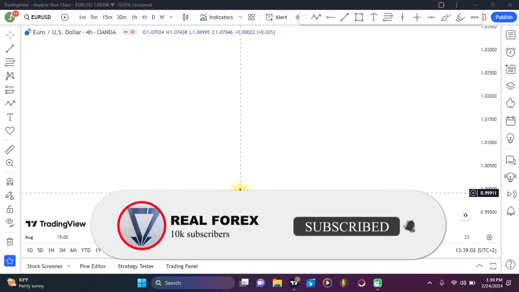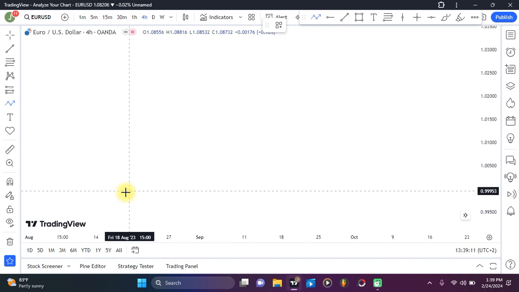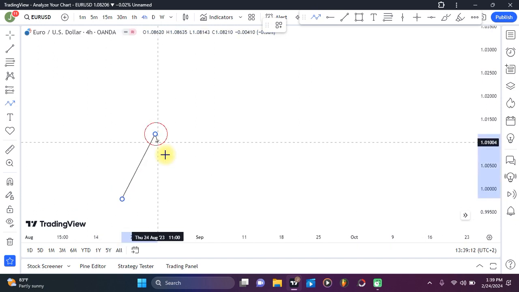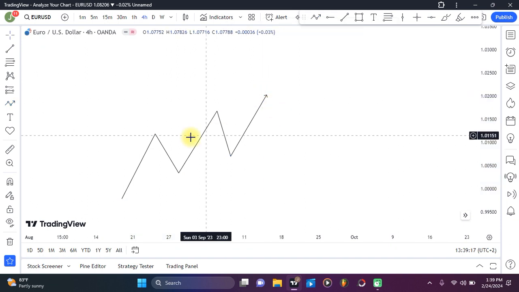But before we dive into real chart examples where we start analyzing, let me teach you the quasimodo trading setup first. So I am going to draw a simple upward trend, and you know it's an upward trend because we are having higher highs and higher lows.